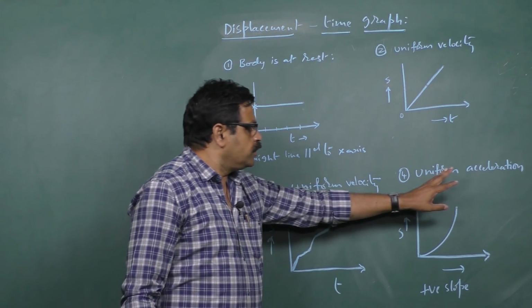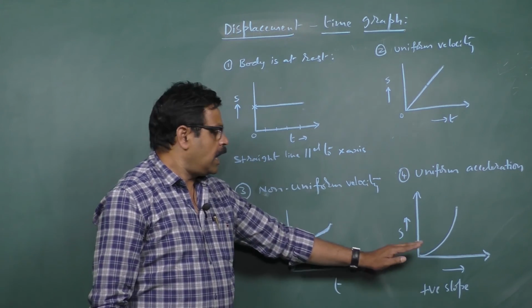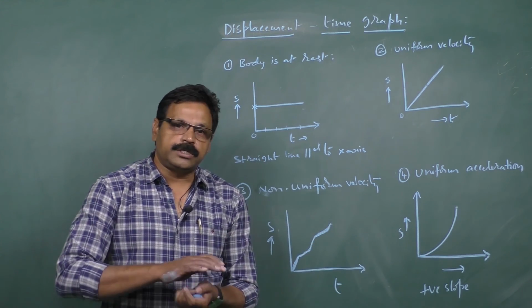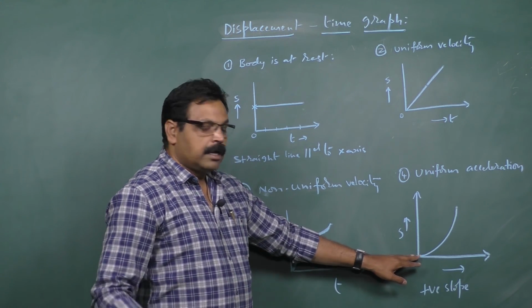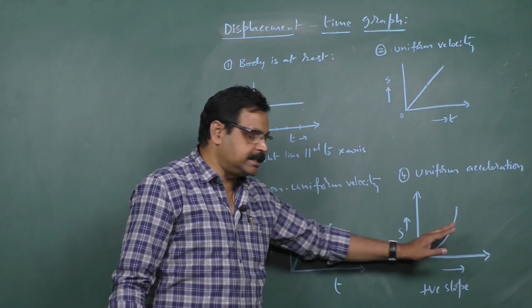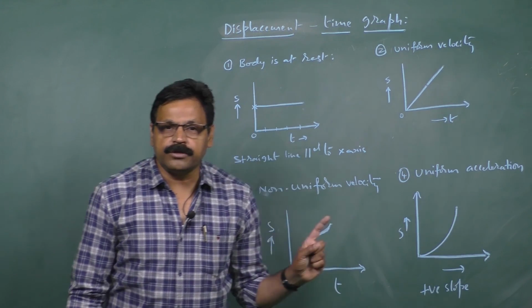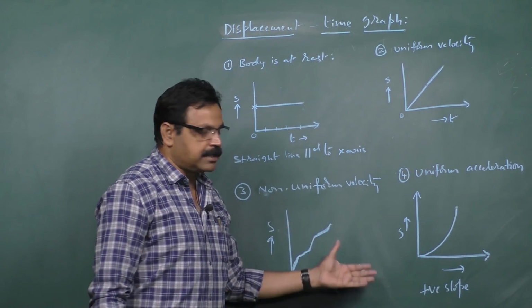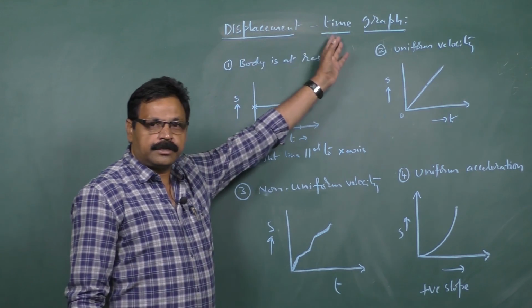And in case of uniform acceleration, as the time goes on, the velocity is gradually increasing. That is the reason it is covering excess displacements. That means displacements are being increased. So the graph is going to be a curve with positive slopes. So these are the various graphs associated with displacement versus time.